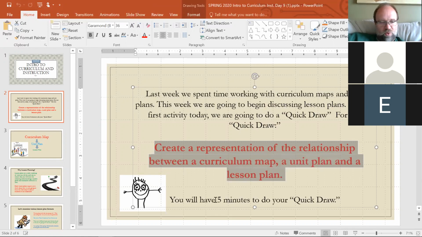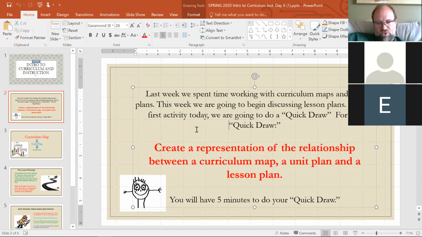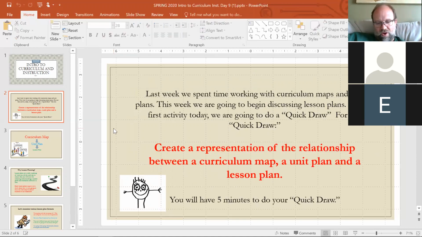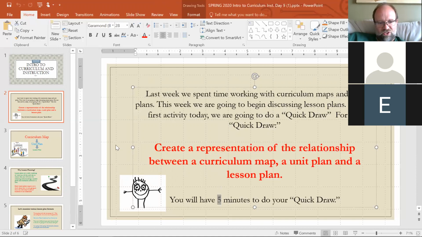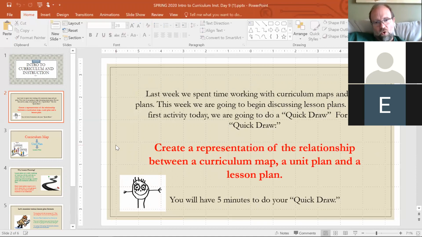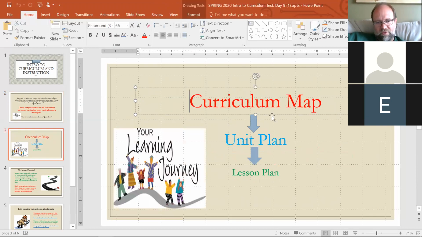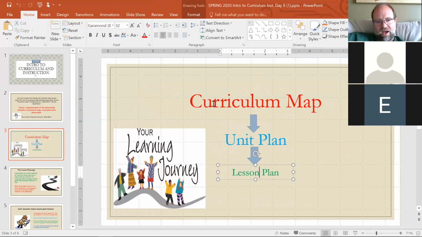Create a representation of the relationship between a curriculum map, a unit plan, and a lesson plan. How do those things relate to each other? If we were face-to-face, I'd give you probably not 5 minutes, but a few minutes to do that drawing. Then we'd come back as a whole group from those small groups and try to sift through what we had learned.